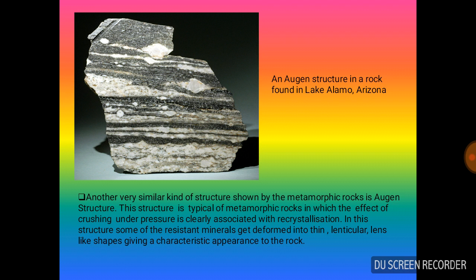So what is the Oggen structure? This structure is typical of metamorphic rocks in which the effect of crushing under pressure is clearly associated with recrystallization. Now, in this kind of structure, some of the resistant minerals get deformed into thin lenticular lens-shaped shapes. They take lens-like shapes, giving a characteristic appearance to the rock, as you can see in the diagram. This is an Oggen structure in a rock found in Lake Alamo of Arizona.